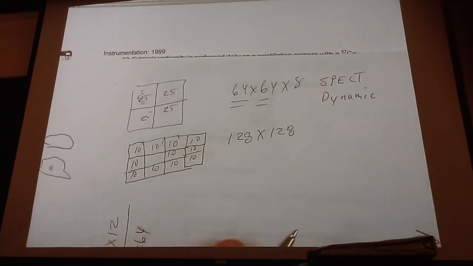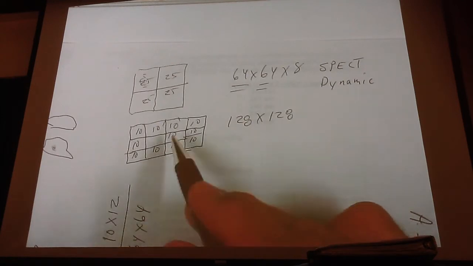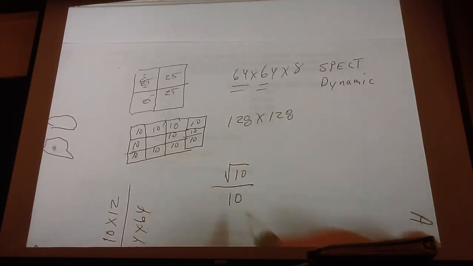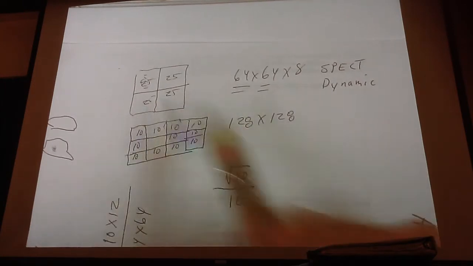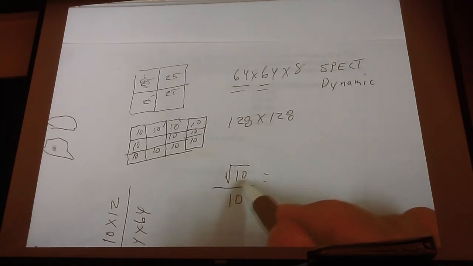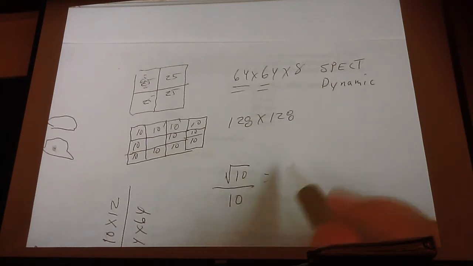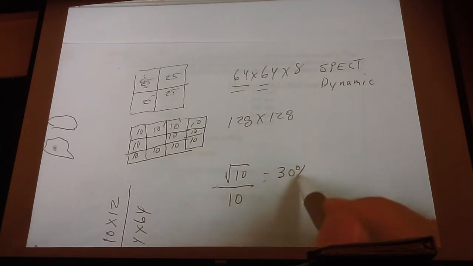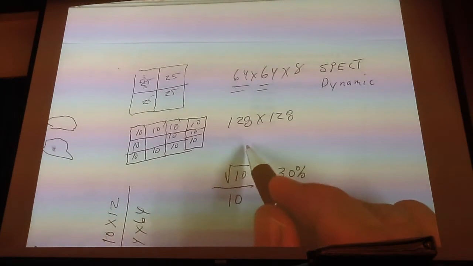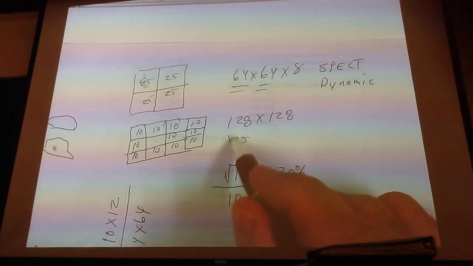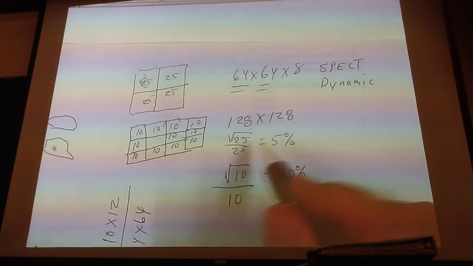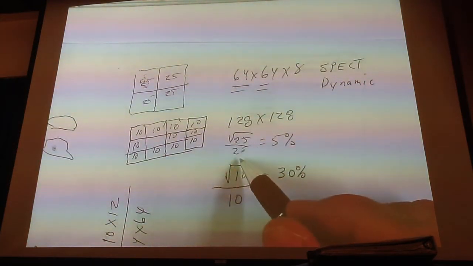Ah, statistical error. So remember we said that statistical error is the square root of the number of counts divided by the number of counts. So in this case up here, the square root of 10 is about 3. So this is a 30% statistical error because there's not enough information. This other one up here, 25, the square root of 25 divided by 25, that's a 5% error. That's still within our acceptable realm, isn't it?